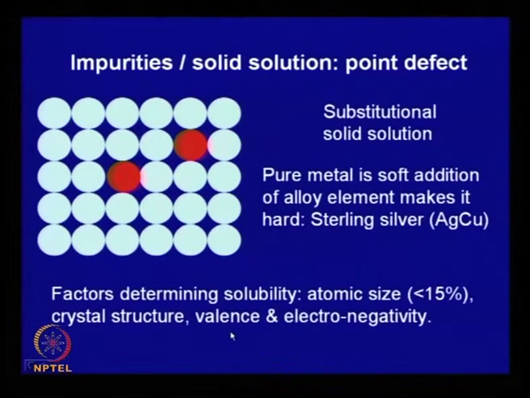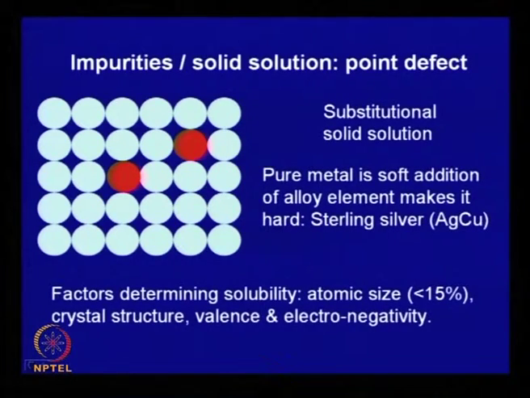Now, there can be another type of point defect we can think about. We often mix metals, which is known as alloying, and the primary purpose of alloying is to improve properties. Like we know silver is very soft, but if you mix it with a little amount of copper, it makes it hard, which is known as sterling silver.